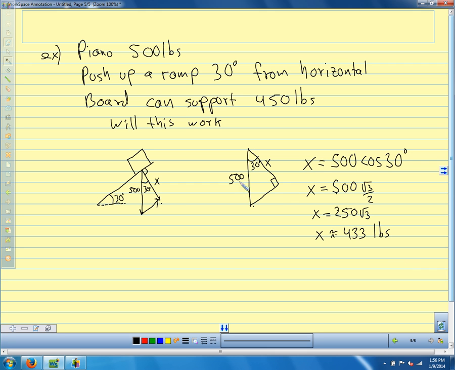What if the problem asks us how much force we would have to apply pushing along the ramp to keep it from sliding backwards? How would we figure that out? So we're talking about this piece. What do you think, Daisy?